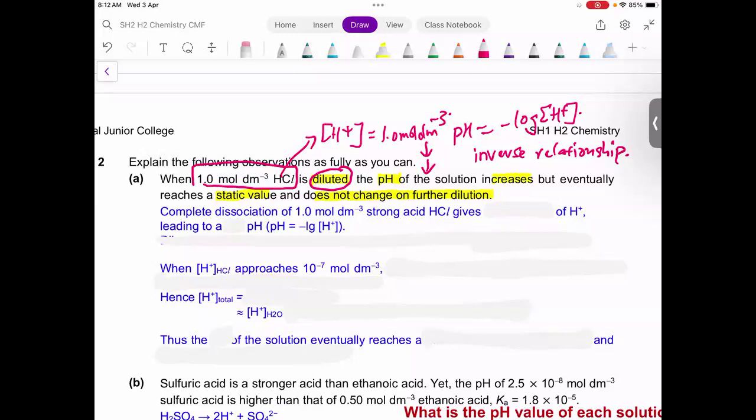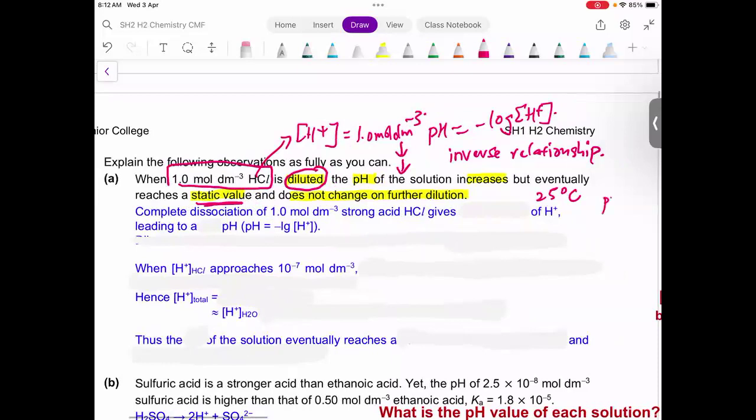Can someone tell me what is this static value that we are talking about? What is this static value? Yongwei? Auto-ionization of water. So we are assuming 25 degrees Celsius. At 25 degrees Celsius, it will reach the static value, where the pH will go towards 7. And it does not change upon further dilution. Why so? What will you emphasize in your discussion?